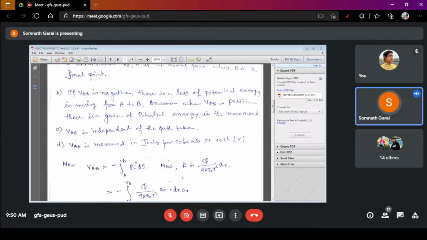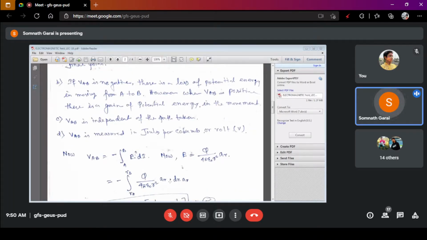Okay, so this is the second characteristic of the potential difference. Another important characteristic is that when you move a potential from A to B along any path, because along any path there is no limitation, VAB is independent of the path taken. This is the third characteristic of the potential difference. Okay, that means VAB is independent of the path taken.